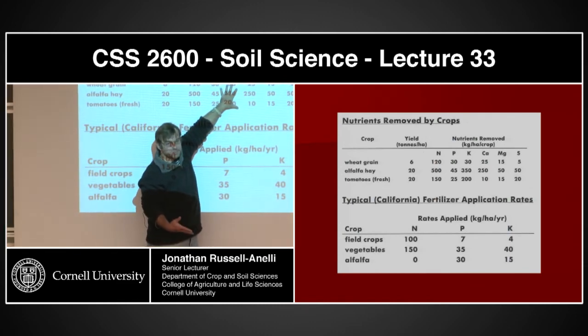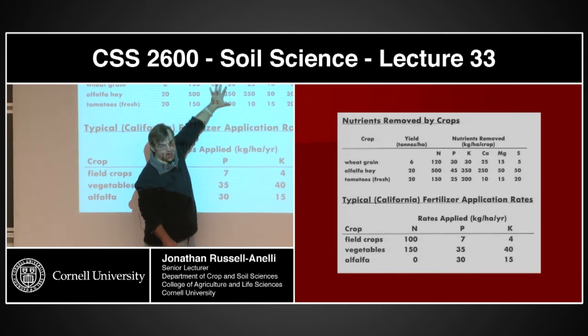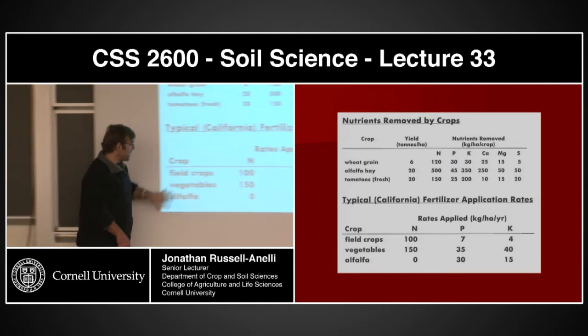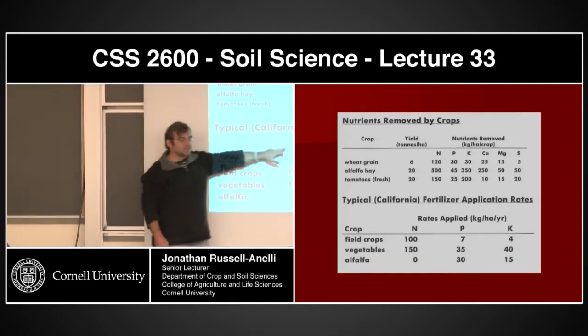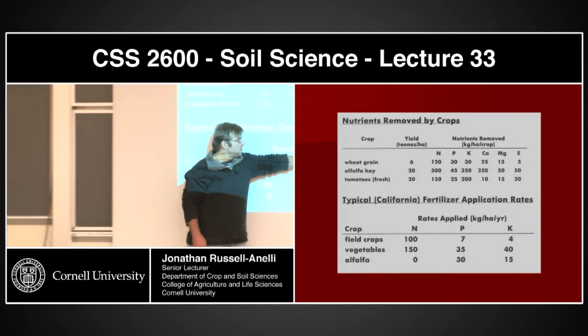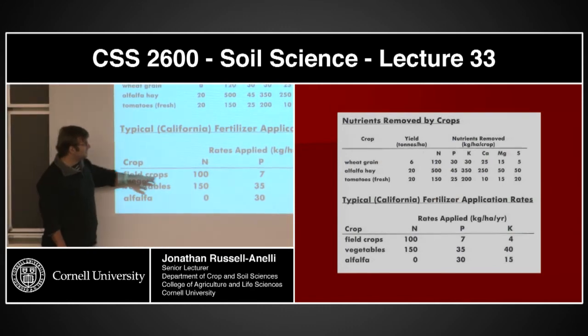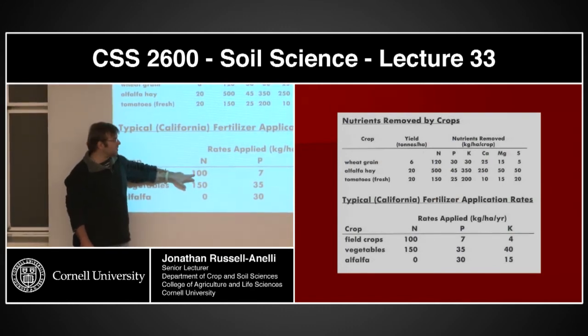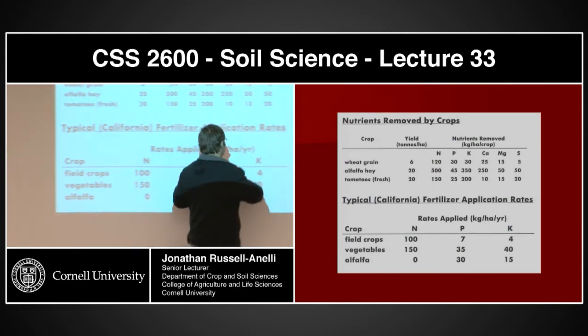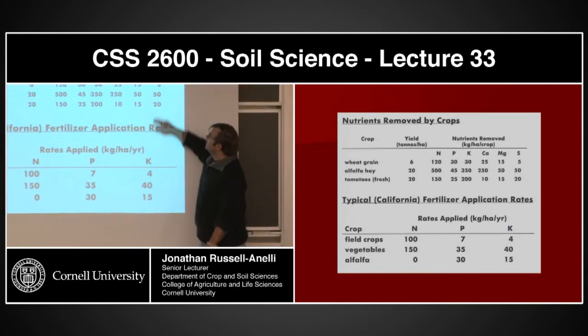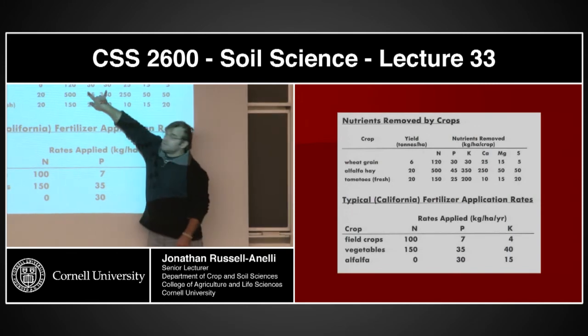From a grower's perspective, I need to make that up somehow. Depending upon my crops, this is what I'm going to apply, again in kilograms per hectare. Field crops, about 100 kilograms of nitrogen, 7 phosphorus, 4 potassium. That seems to be less.